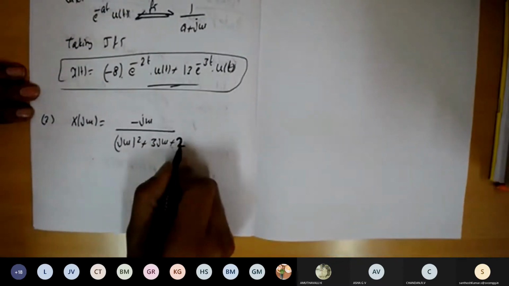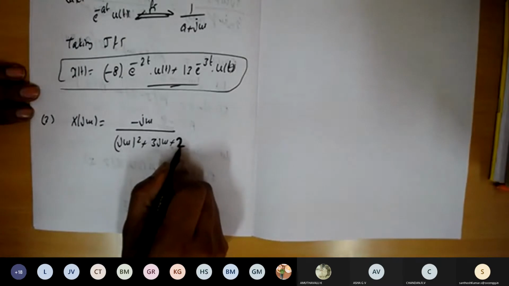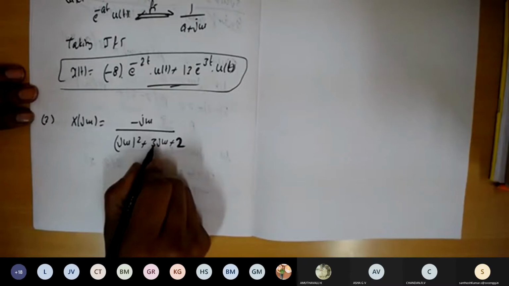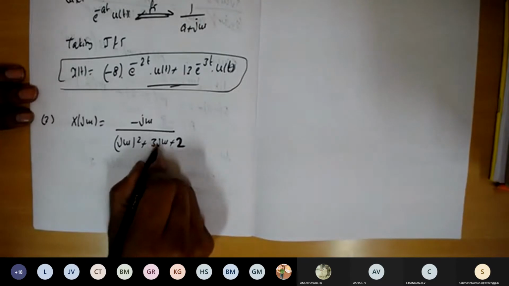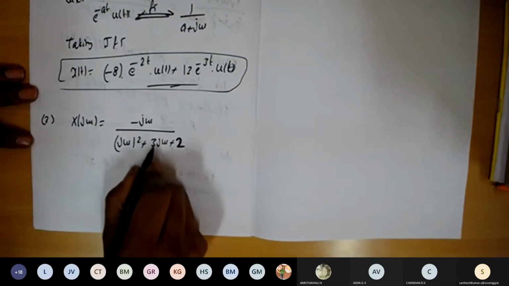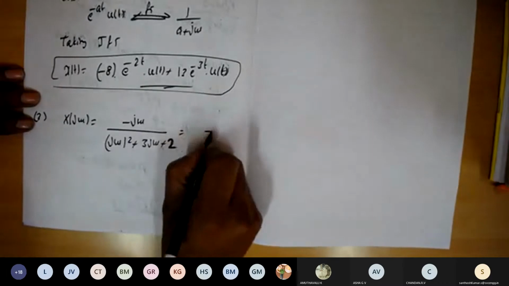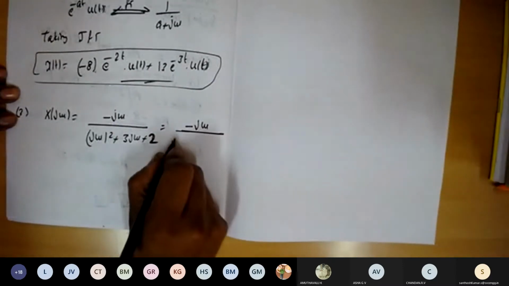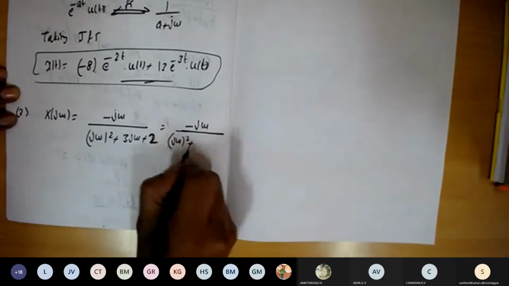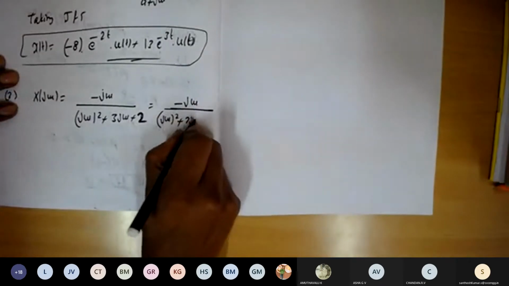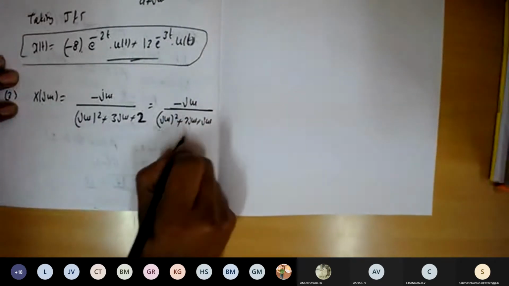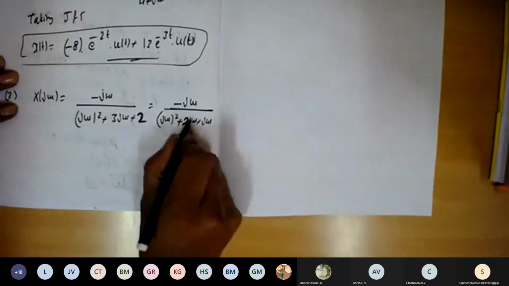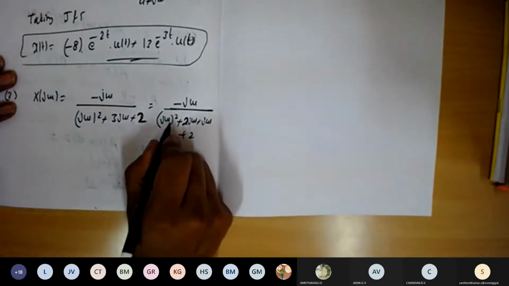So now we can express this one. 2 we can express as 2 into 1. That's our factor here. So 2 into 1 will become equal to the 3 here. So we can express this as 2j omega plus j omega, which equals 3j omega. So it can be expressed as minus j omega divided by (j omega) the whole square plus 2j omega plus j omega plus 2.